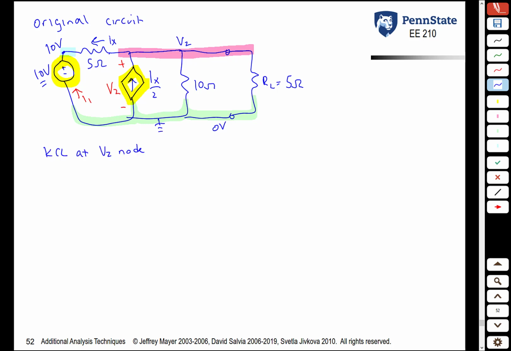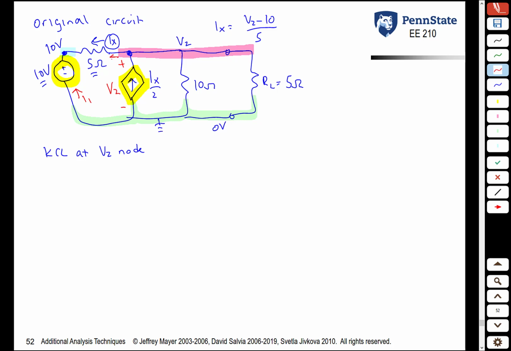Before we do that, we want to get rid of this current variable Ix. This Ix is a control variable. Ix is what? It is the current through the 5-ohm resistor going from right to left. So Ix is equal to V2 minus 10 volts divided by 5 ohms. Ohm's law. It's voltage at the coming from point minus the voltage at the going to point divided by the resistance. We can now do KCL at the V2 node.